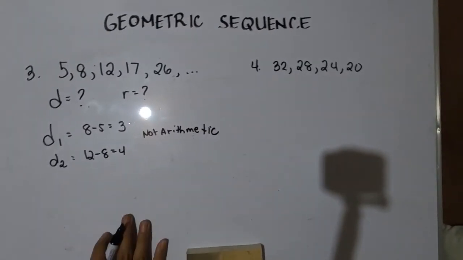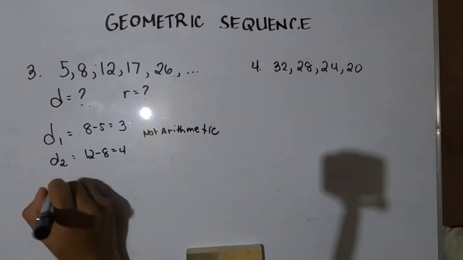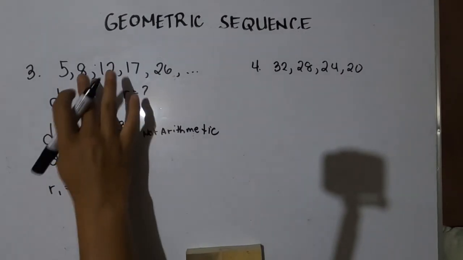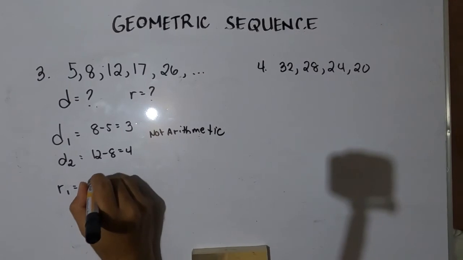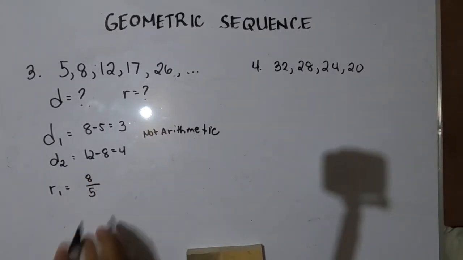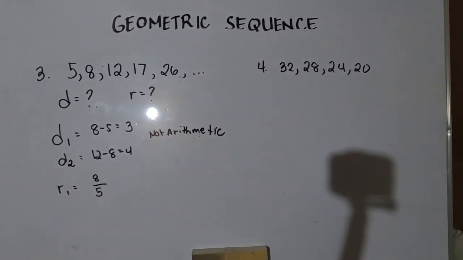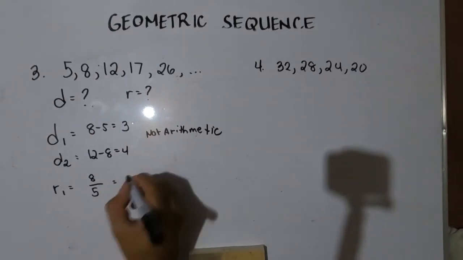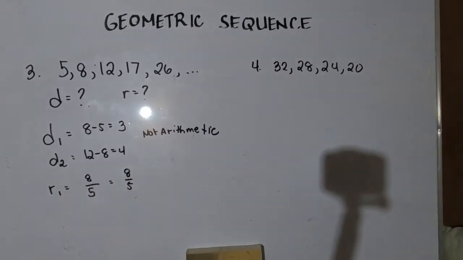Let's try to determine whether it has common ratio. Let's try to solve for the ratio of the second term and the first term. The second term is 8. The first term is 5. So, since 8 and 5 do not have common factor, the ratio is 8/5. We cannot simplify that anymore.